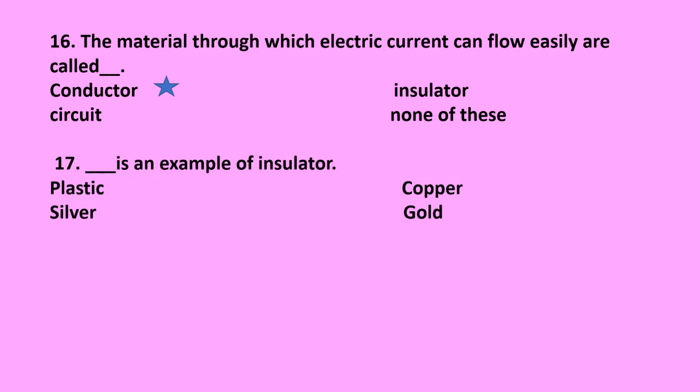Question number 17. Dash is an example of insulator. So insulator are bad conductor of electricity. The materials which do not allow electricity to pass through them, they are called insulator. So we have options here: plastic, silver, copper, and gold. So the correct answer is plastic. Plastic is an example of insulator.